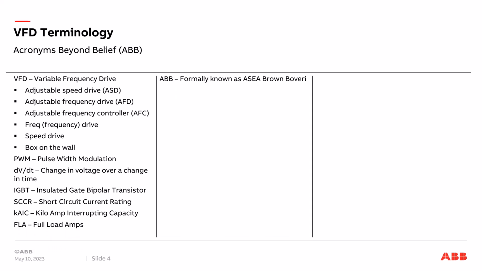ABB is formerly known as Asea Brown Boveri. K is 1000. FBA is a field bus adapter. When we use our drives and we have a communication system that's not built into our drives, it's a field bus adapter you'd buy for that device.